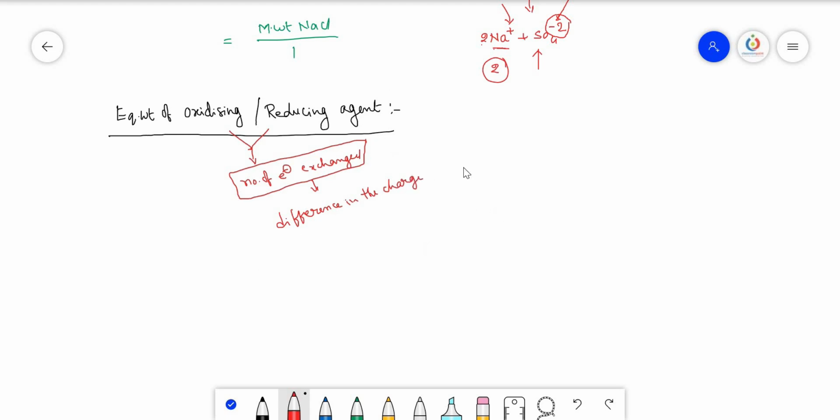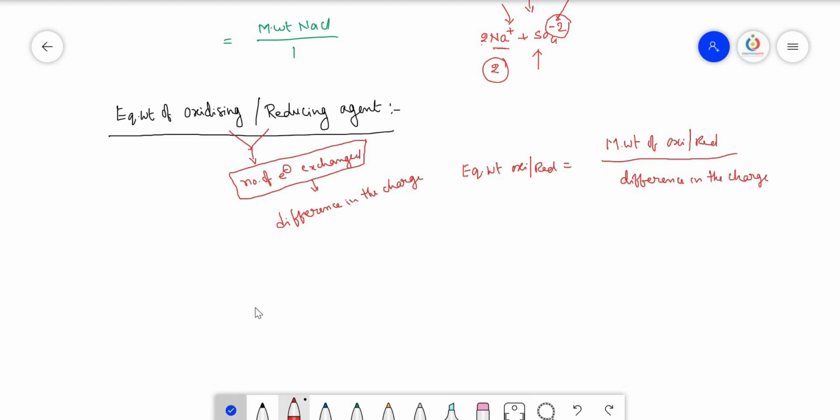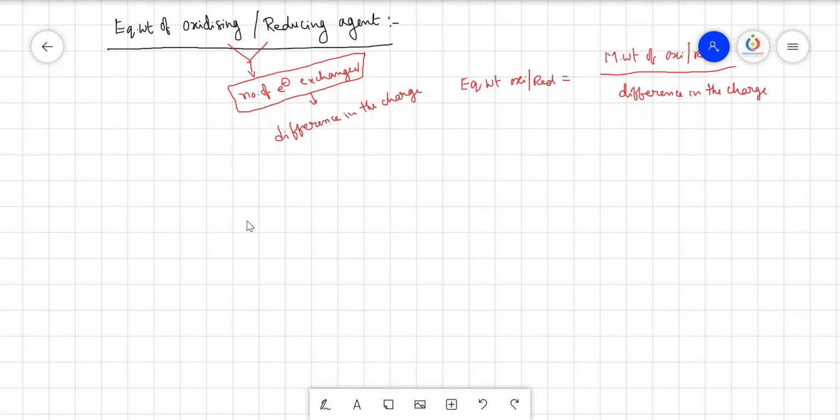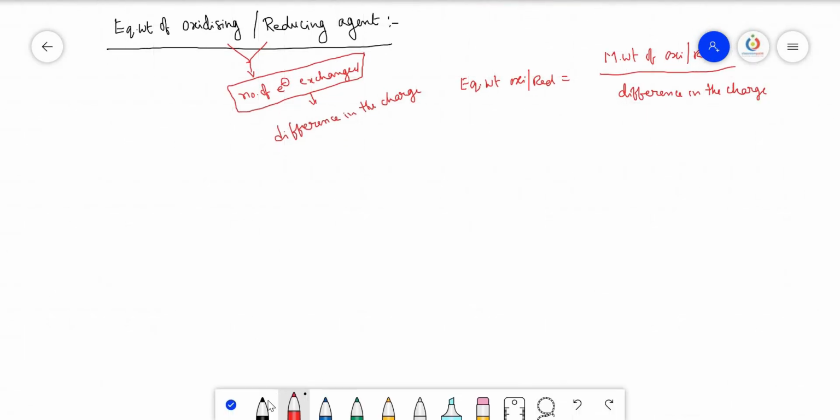Let us see some examples, then you will understand. But let us first see the definition. Equivalent weight of an oxidizing or reducing agent is equal to, the numerator is always the same, the molecular weight of the oxidizing or reducing agent divided by the difference in the charge. You will understand what the difference in the charge, or electrons gained, means by taking some examples. Let us see an example here.